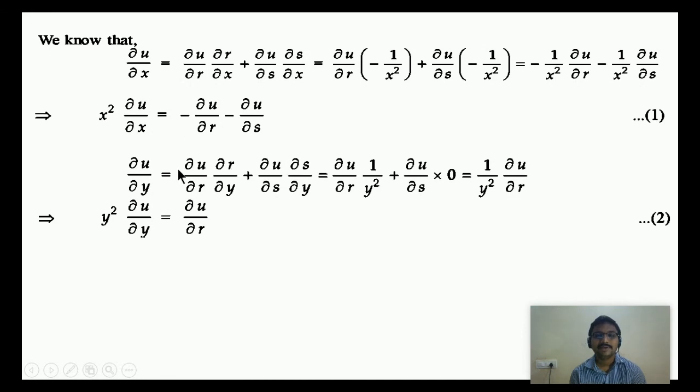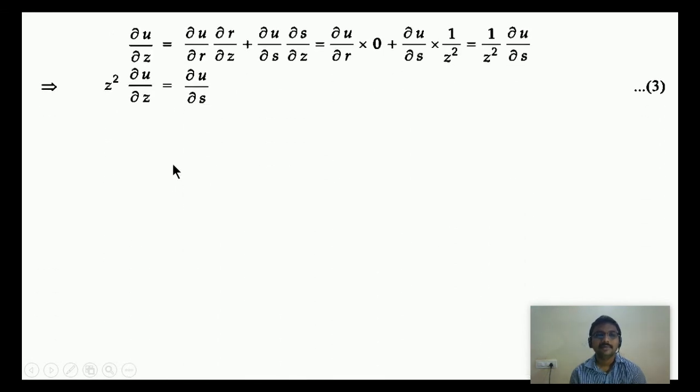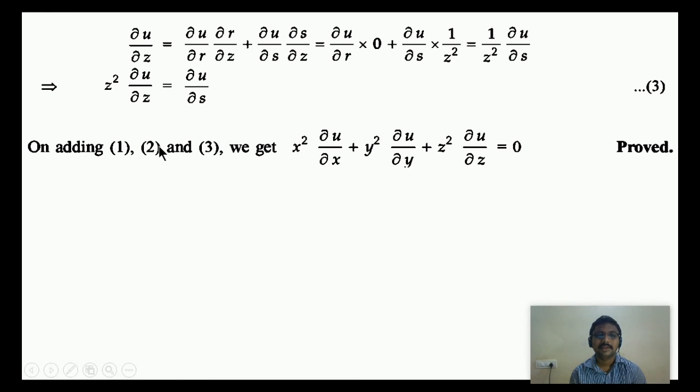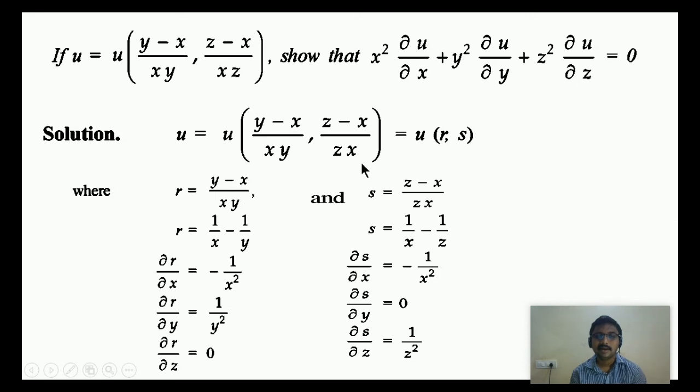Now adding these equations, 1, 2, 3, all terms get cancelled. The result is 0. So simple, we just have to define r and s. r and s are defined here. Compute the partial derivatives of r and s with respect to x, y, z respectively. We need these partial derivatives, and then the partial derivatives are multiplied with x square, y square, z square respectively.